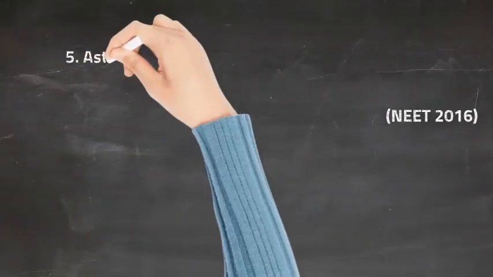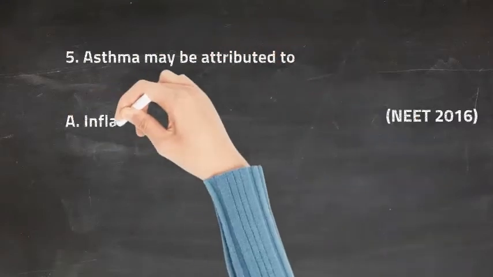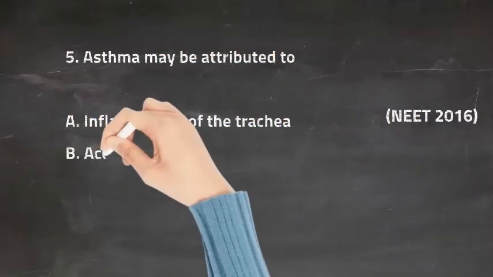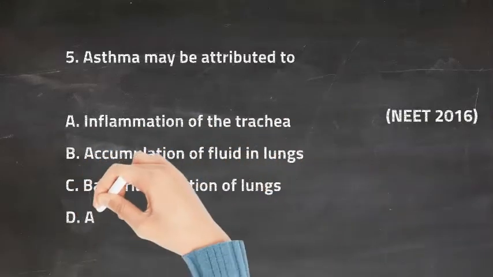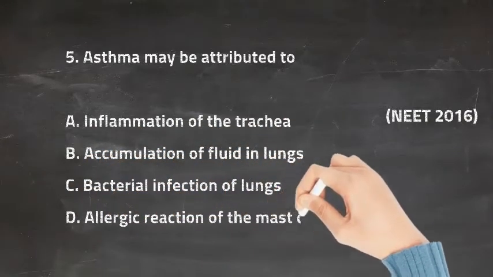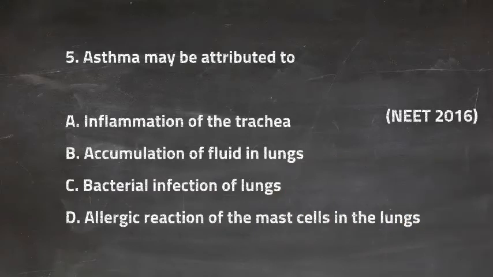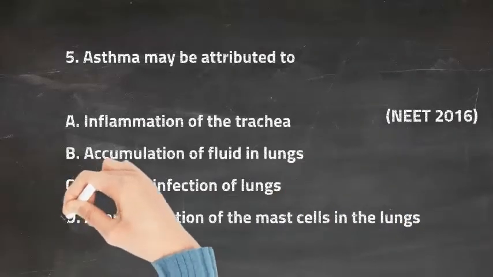Question fifth. Asthma may be attributed to, the option A is inflammation of the trachea, option B is accumulation of fluid in lungs, option C is bacterial infection of lungs, the last option is allergic reaction of the mast cells in the lungs. The right answer for this question is option D, that is allergic reaction of the mast cells in the lungs.